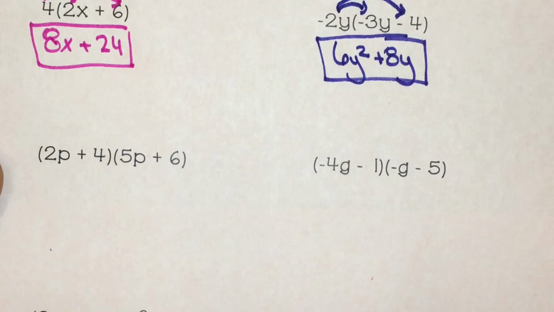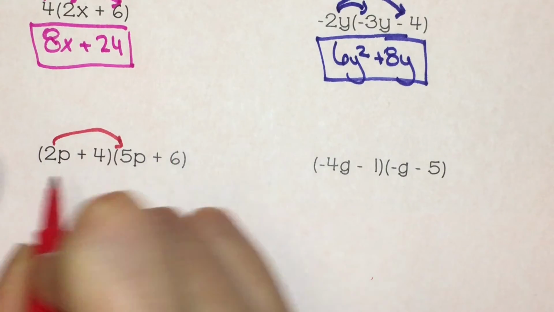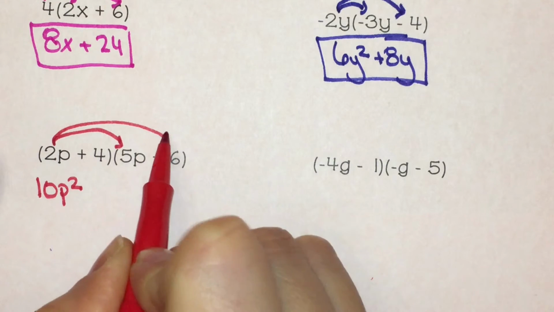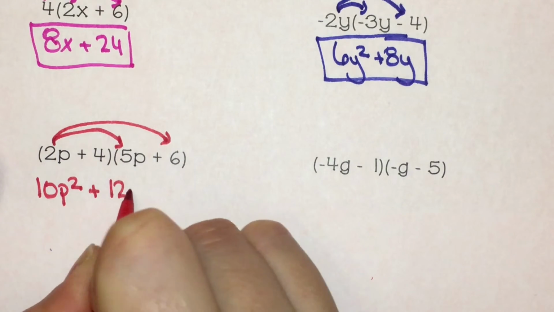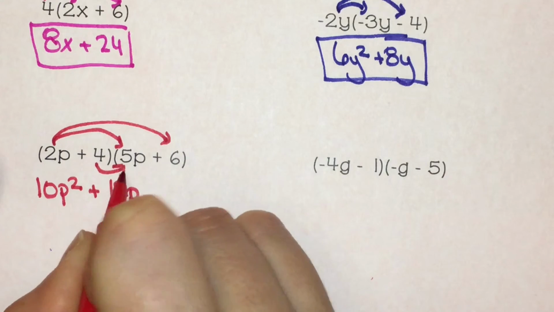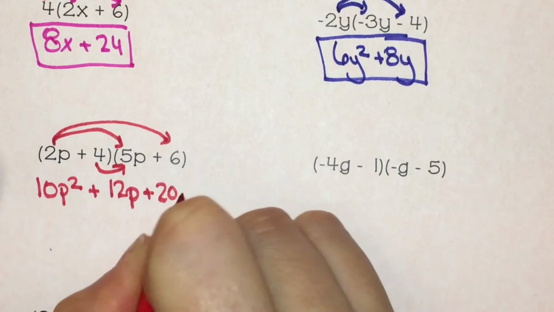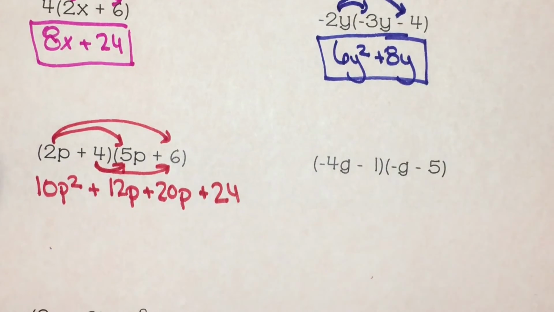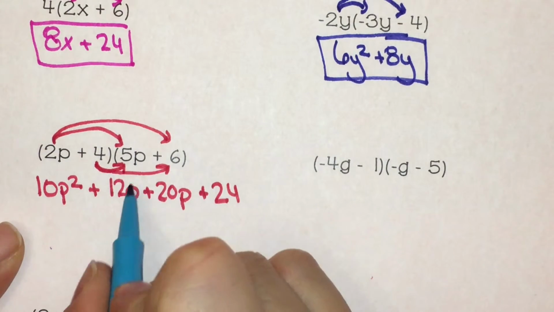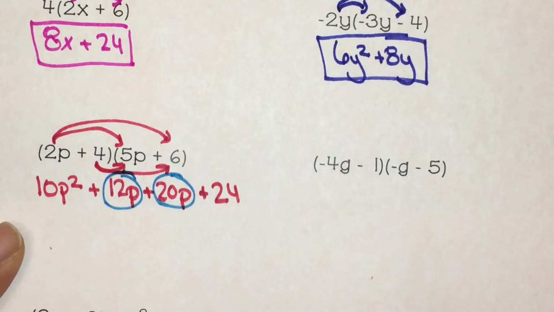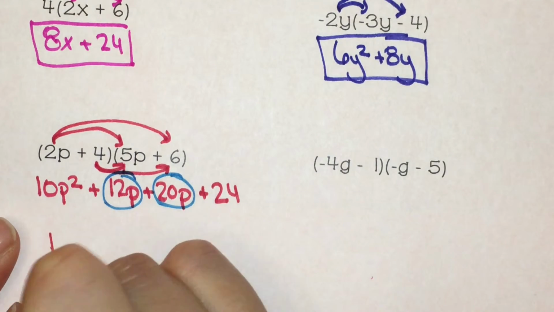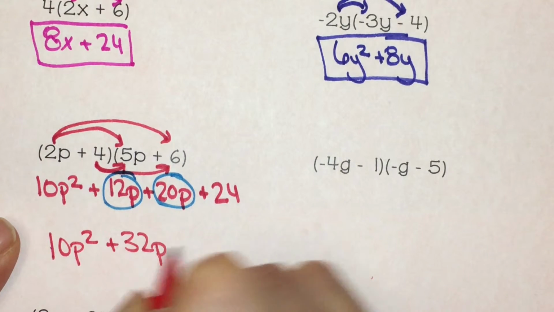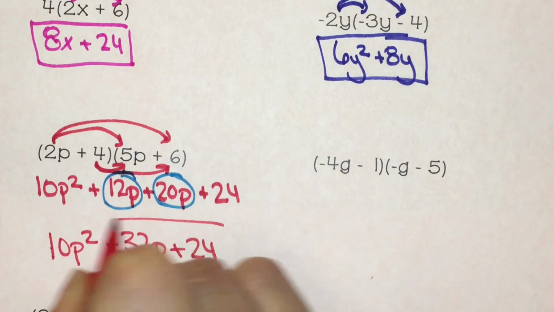All right, next. We have 2p times 5p, leaves us with 10p squared. 2p times 6 is plus 12p. 4 times 5p is plus 20p. And 4 times 6 plus 24. All right, I have to combine like terms. So I have a 12p plus 20p, leaves me with 10p to the second, plus 32p plus 24.